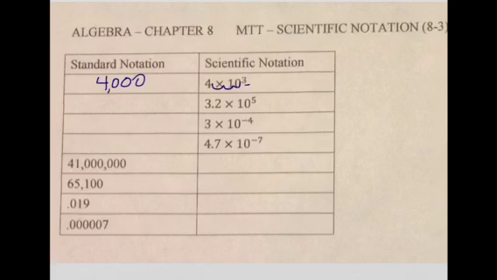The next one, we're looking at the decimal, and our exponent is positive. So we're going to move that decimal 5 places to the right. 1, 2, 3, 4, 5. So it's going to be 3, 2, and then 4 zeros.